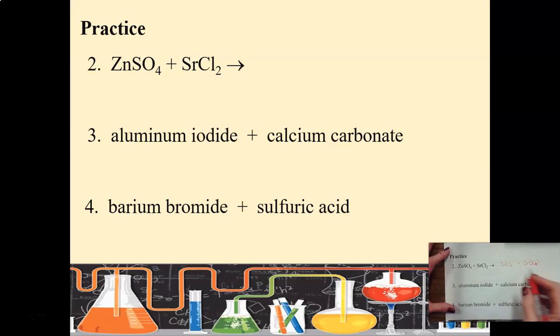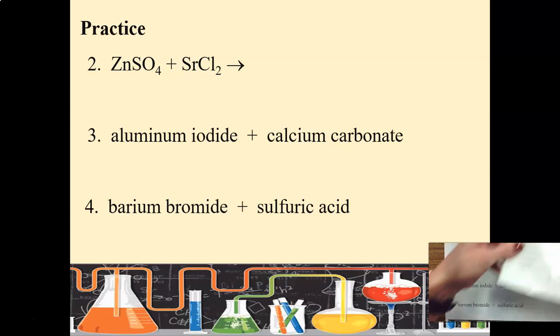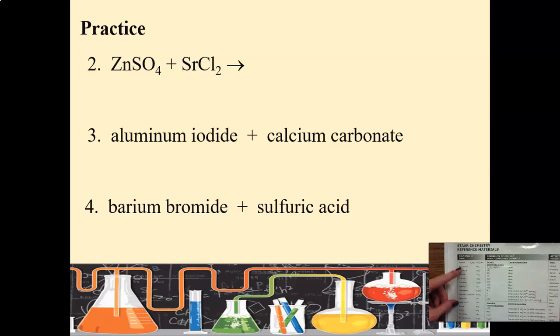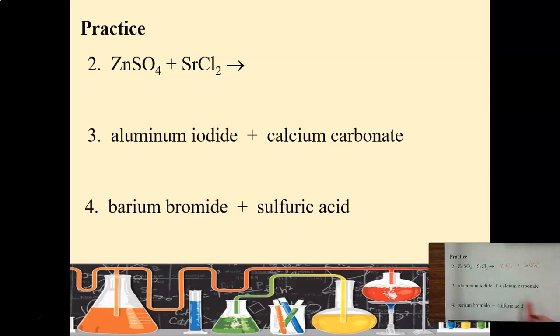So now we need to see if our products are soluble or insoluble. Are they aqueous? Aqueous means that they're soluble, they'll dissolve in water. Or are they solid products? Okay, well let's go back and look at our list. Zinc chloride first. So we find the chlorides. Here's the chlorides. Chlorides are soluble. That means they're aqueous, unless they're silver, lead, or mercury. Is that silver, lead, or mercury? No. So you put an AQ next to it because it's aqueous. It will dissolve in water.